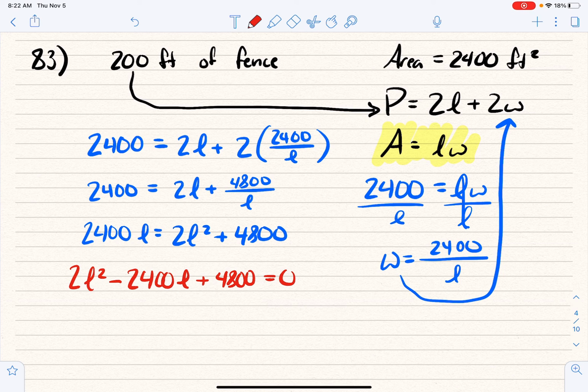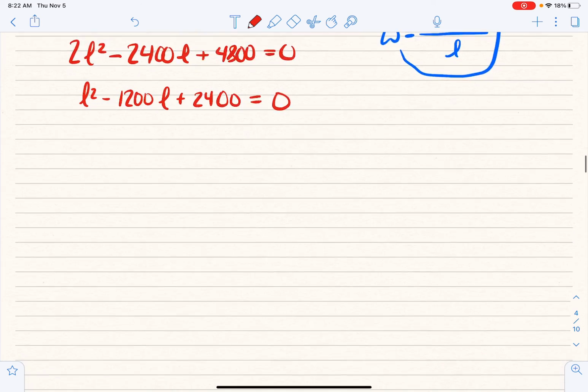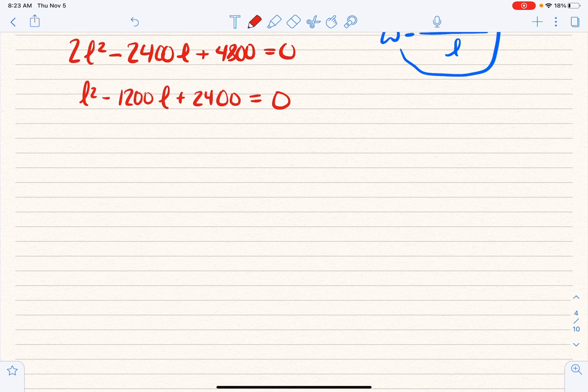And what do we want to do here? We can complete the square, but these values are pretty huge. I can divide everything by 2 and get L squared minus 100L plus 2,400. Those are still pretty big values, but it really doesn't matter. Either complete the square or not, it's all going to come out the same. So I'll complete the square, and I'll get L squared minus 100L equals negative 2,400.